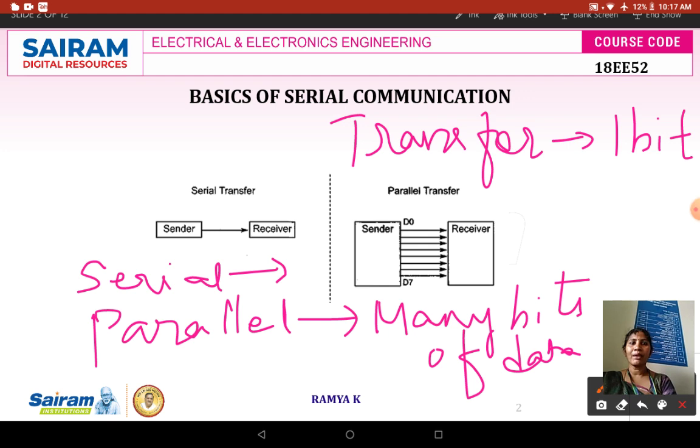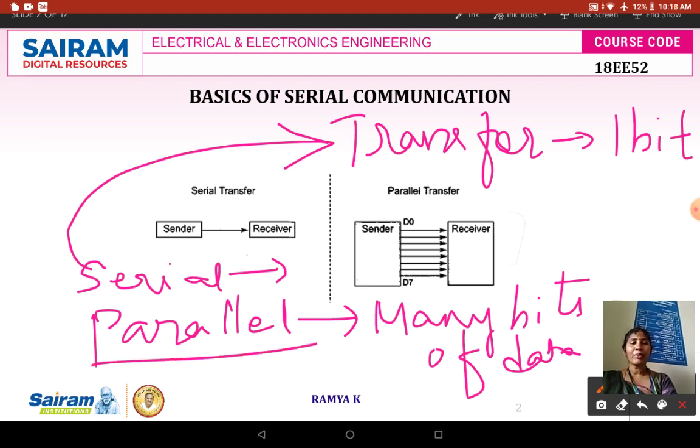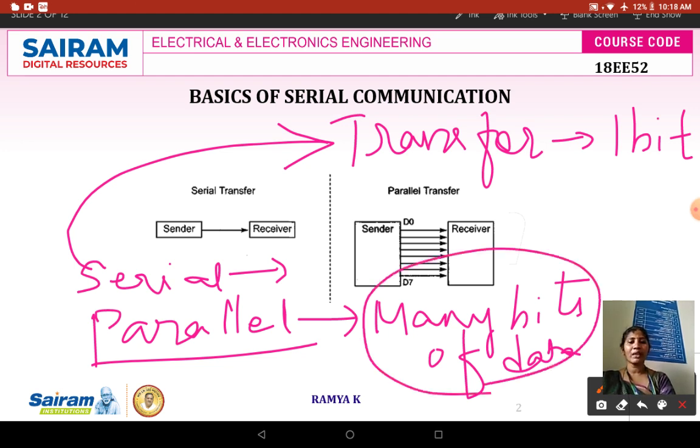Okay, so looking at this, in case of your serial communication, as only one bit of data is transferred, the parallel means of communication is faster way of communication because it is transferring many bits of data. So most probably we will be preferring a parallel communication if we wanted to transfer many bits of data.